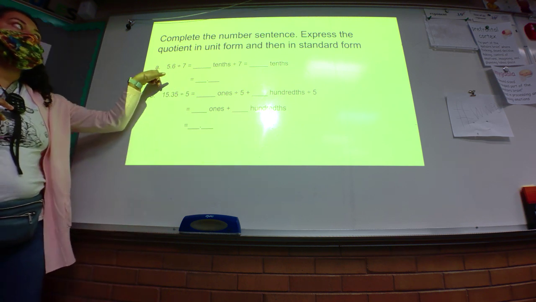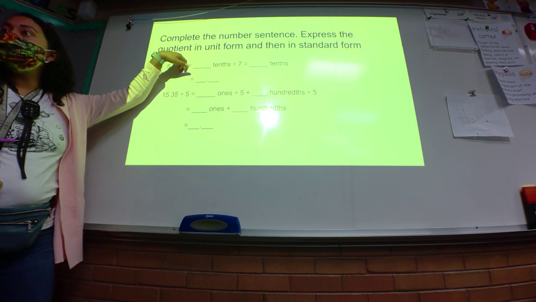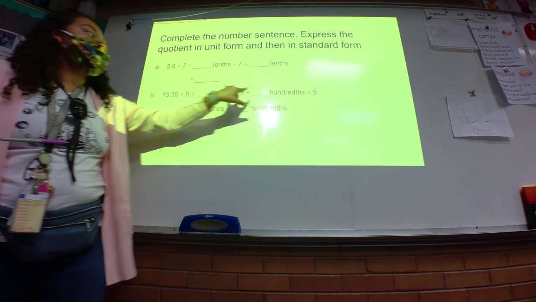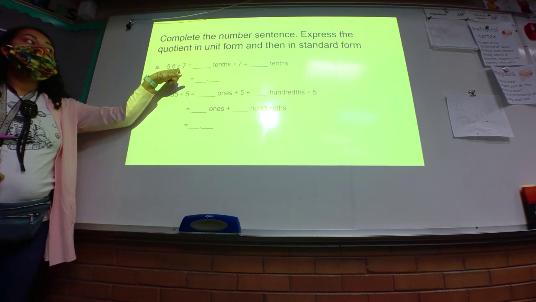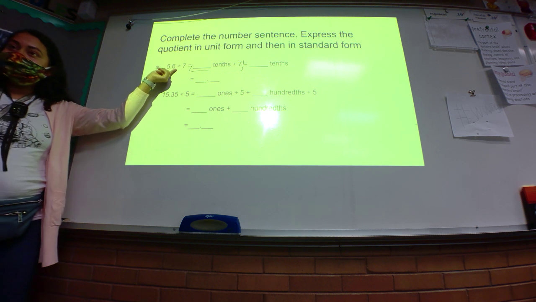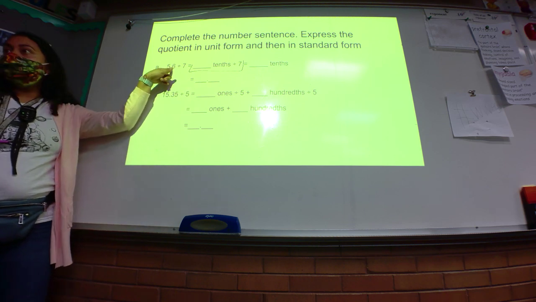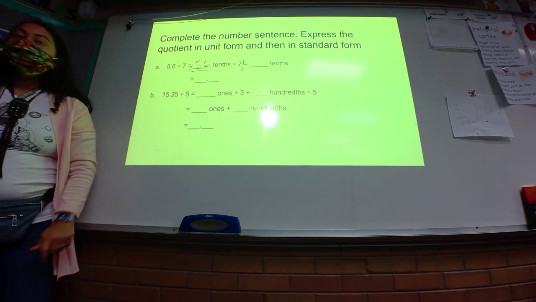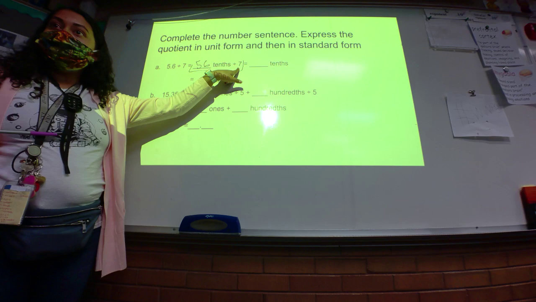Okay, so this first part, 8, it says complete the number sentence, and then express the quotient, that means the answer of division, in unit form and then in standard form. So first we have 5 and 6/10 divided by 7. The first thing we need to do is focus on rewriting that standard form into unit form. Dylan, eyes open. We're just going to take out that decimal. So if we take out that decimal, we would have 56/10. Okay? So now we have 56/10 divided by 7.